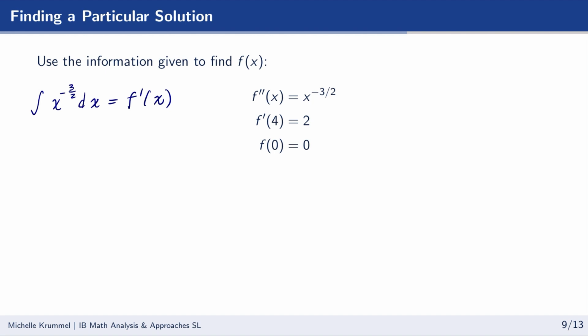So the antiderivative for x to the negative 3/2, we can use the reverse power rule here. We're going to add 1 to the exponent. Then we're going to divide by the new exponent. Dividing by -1/2 is the same as multiplying by -2, plus c, and that's equal to f prime of x. So we know f prime of 4 equals 2, so we'll substitute 4 in for x and set the function equal to 2.